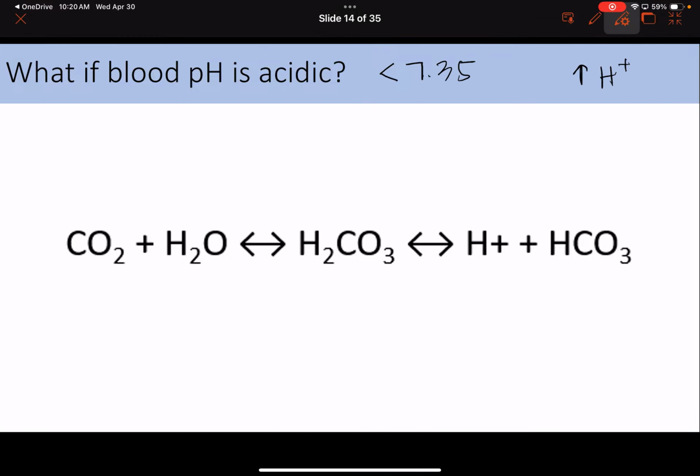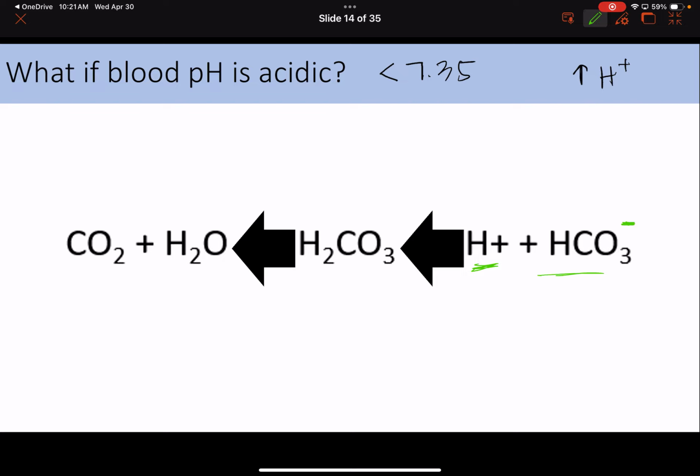And so, which way do you think this equation is going to move in order to lower the amount of hydrogen ions and increase our blood pH? Is it going to move to the left or to the right? To the left. Okay. We're going to take those hydrogen ions again, combine them with bicarbonate ions, which should have a negative, make some carbonic acid, convert that to CO2 and water, and the CO2 is going to be eliminated through our respiratory system.